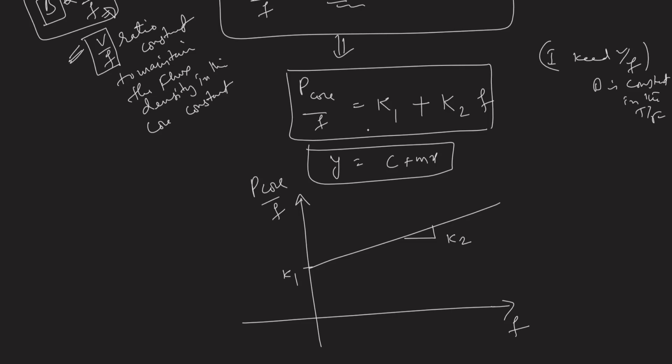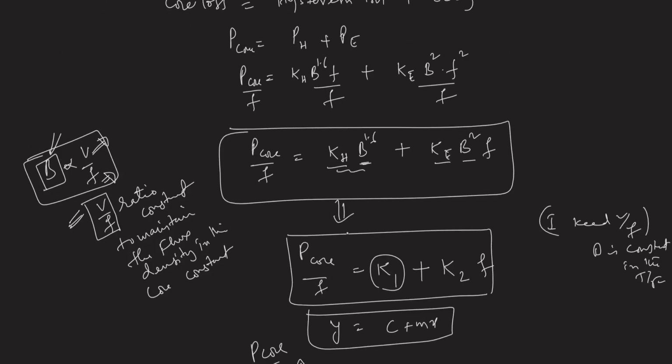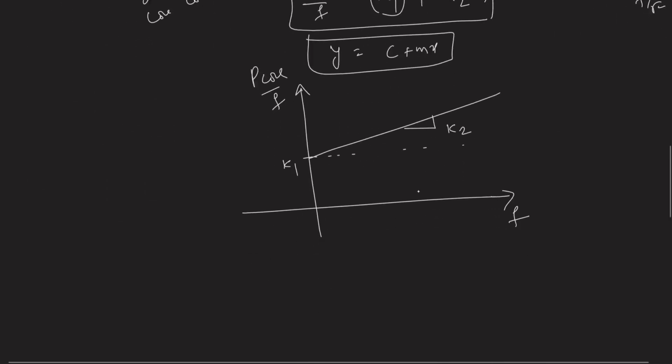So this is the concept behind separation of the core losses, hysteresis and eddy current. Once I know the K1 component, I can simply trace back my hysteresis losses. Once I know K2, then I trace back the eddy current losses, right? Because this is a straight line, two points are sufficient for me to draw the line.